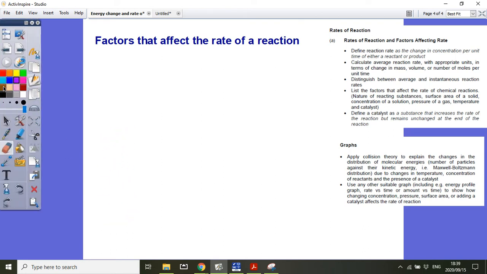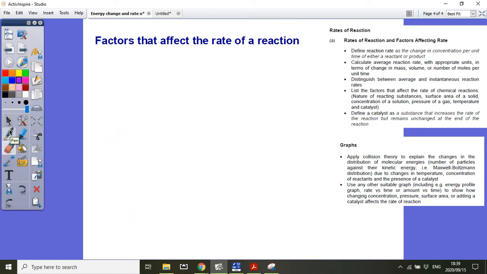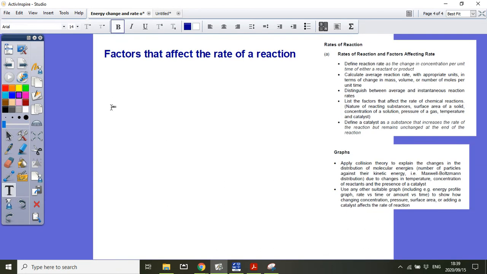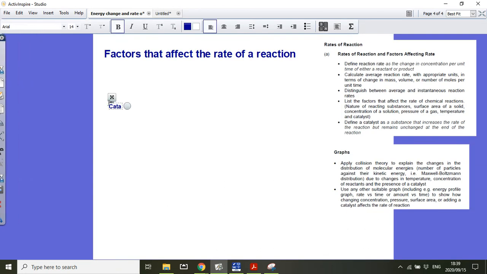So catalyst. I think I'm going to just type it so that you guys have it here. So when I have a catalyst, oh, that's small. Let's just make it a little bit bigger.